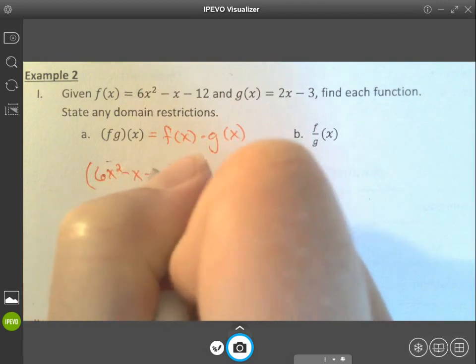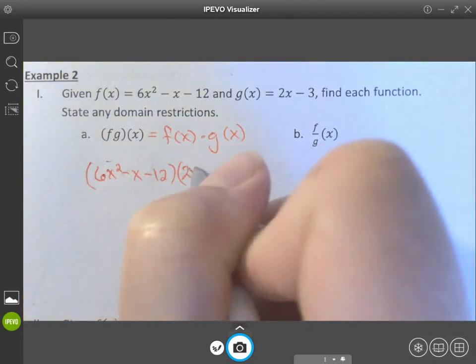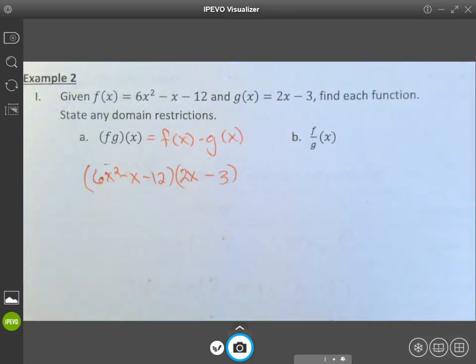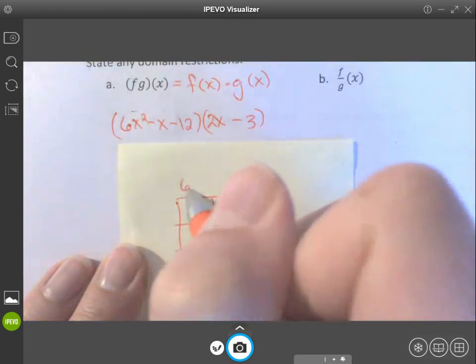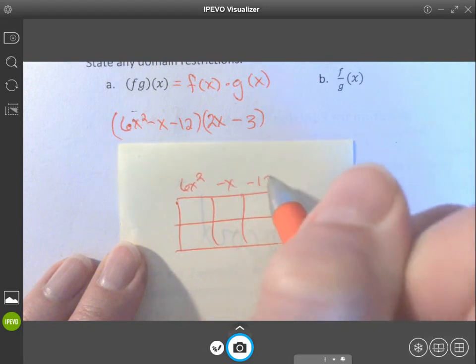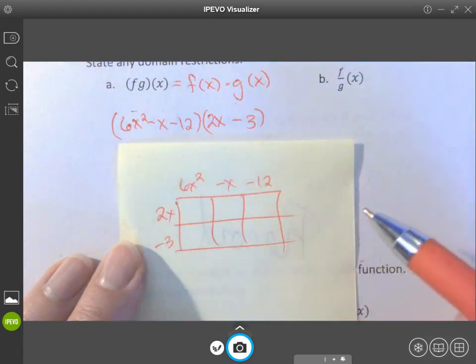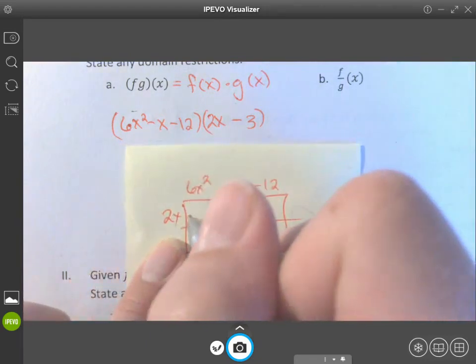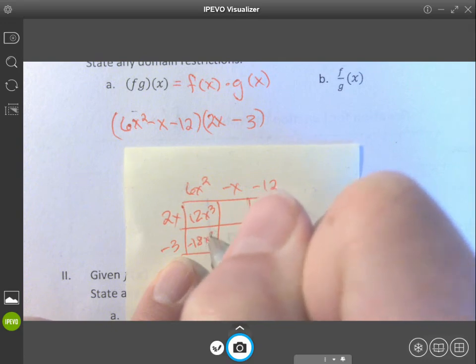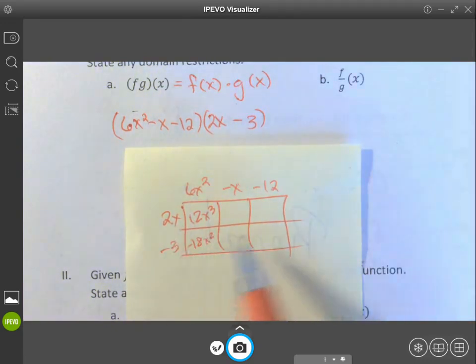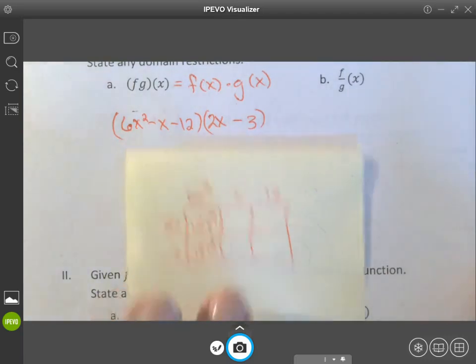6x squared minus x minus 12, and then I have 2x minus 3. Now, if you look for help in Delta Math, they're going to show you with the blocks. Remember I showed you that, where you can make the block like a multiplication table instead of doing the distribution? Delta Math shows it this way, where they put the 6x squared, negative x, negative 12 here, 2x and negative 3 here. Remember I showed you could do this? And then you'd say, hey, this is 12x to the third. This is negative 18x squared. If you like that, that's fine. Then pull your like terms, put it in standard form. That's what you'll see in Delta Math.